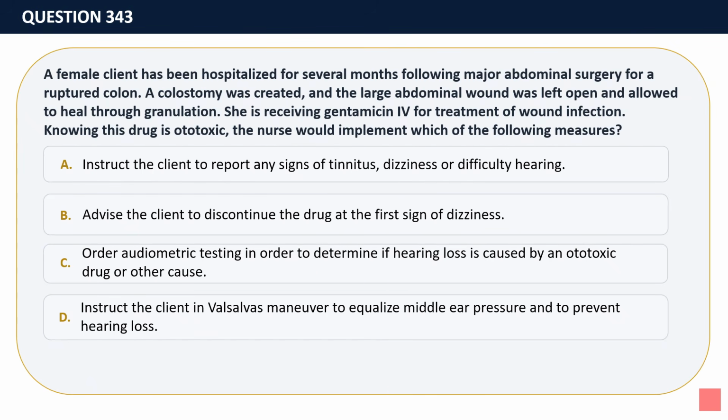A. Instruct the client to report any signs of tinnitus, dizziness, or difficulty hearing. B. Advise the client to discontinue the drug at the first sign of dizziness. C. Order audiometric testing in order to determine if hearing loss is caused by an ototoxic drug or other cause. D. Instruct the client in Valsalva's maneuver to equalize middle ear pressure and to prevent hearing loss.